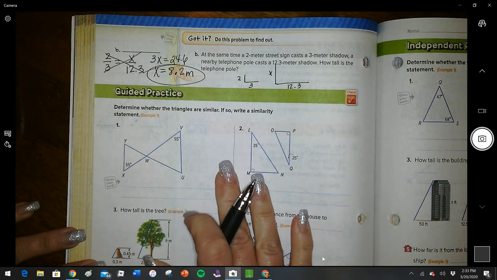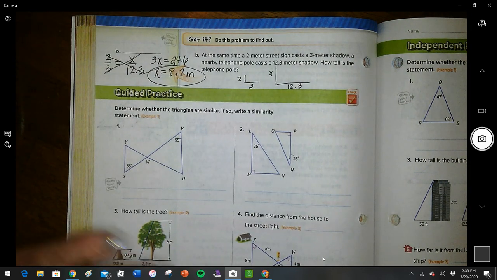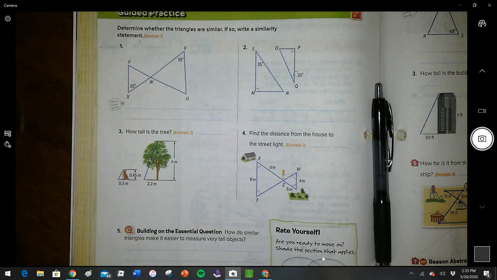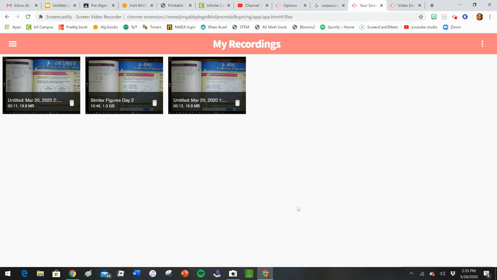Okay? So at this point, I want you to pause your video and do the guided practice. When you get done with the guided practice, you're going to unpause your video and check your answers.